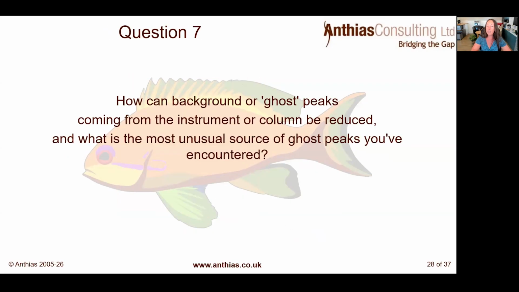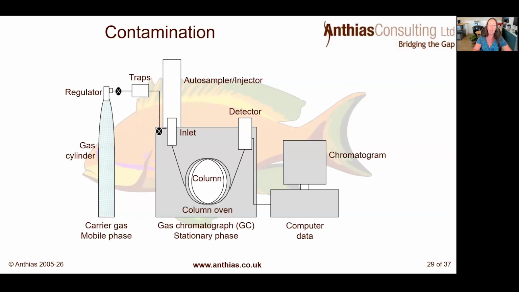So again, when we're thinking about this question, background or ghost peaks, where can they be coming from? They must be coming from somewhere which is not where we are normally injecting. So the first question is, where could that be, and how is it getting in there, and how can we go and remove it? So again, when we're thinking about our autosampler, generally with ghost peaks, we're thinking about our dead volume.